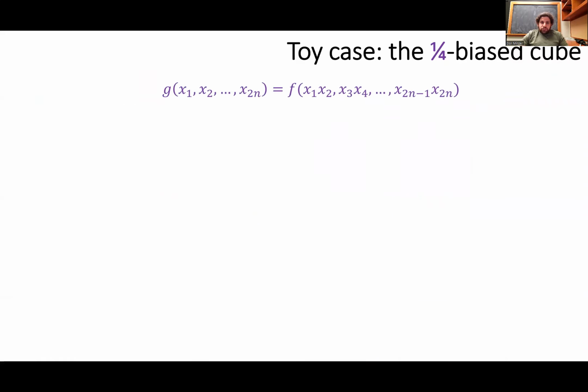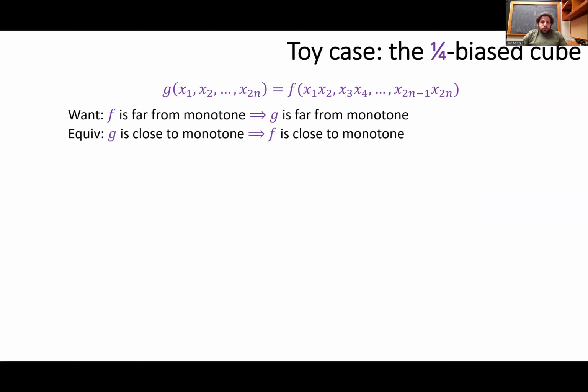So we have this function G that we defined on the previous slide. And we want to show that if F is far from monotone, then G is far from monotone. Well, equivalently, it means that we want to show that if G is close to monotone, then F is close to monotone. So far we didn't do anything. This is logically equivalent. But now we have an assumption. We have an assumption that G is close to monotone, meaning there is some function H, which is monotone on dimension 2n, which is close to G.